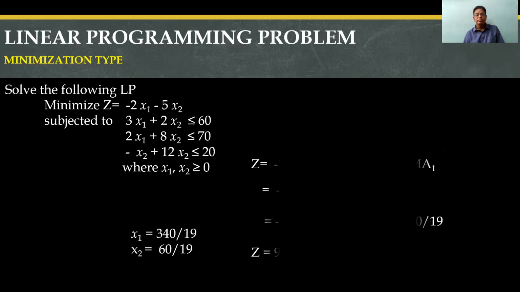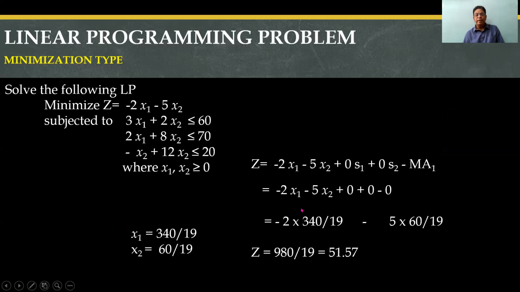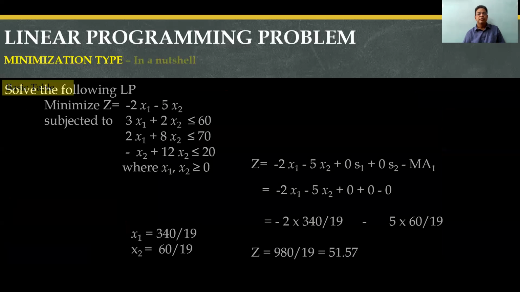We got X1, X2. Substitute the value of X1 and X2 here. If you substitute the value of X1 and X2 here, you will get Z is equal to minus 51 by 57. That is minus 980 by 19. Z is equal to minus 980 by 19. So this is the final optimum value of Z.